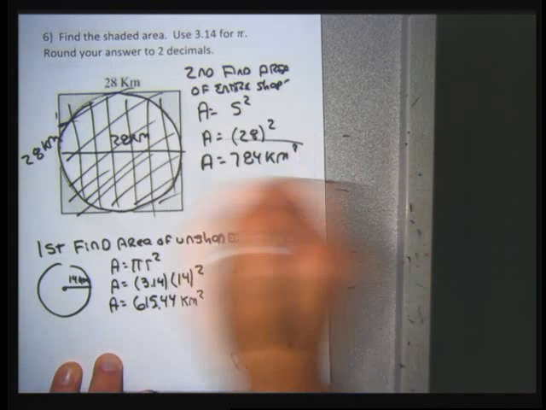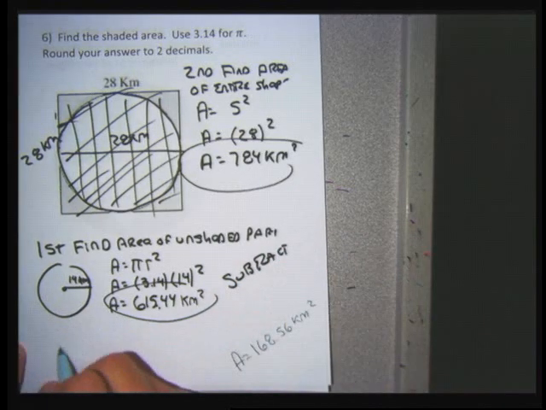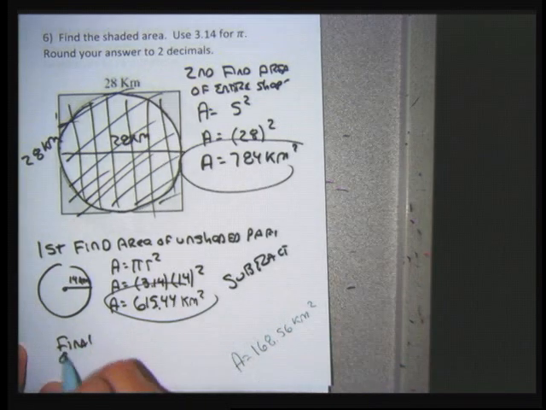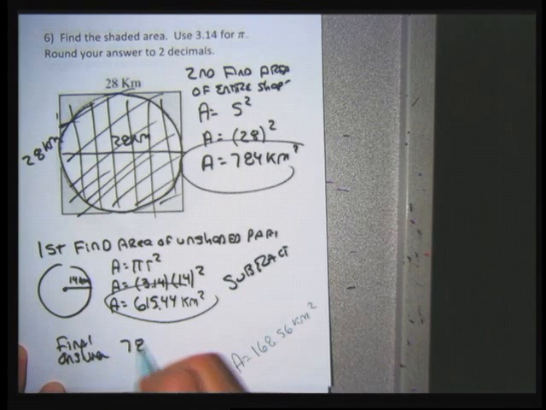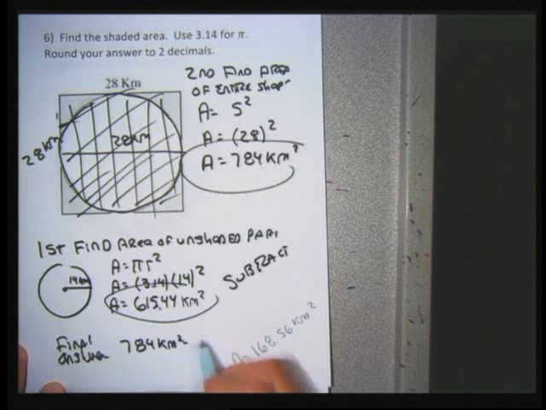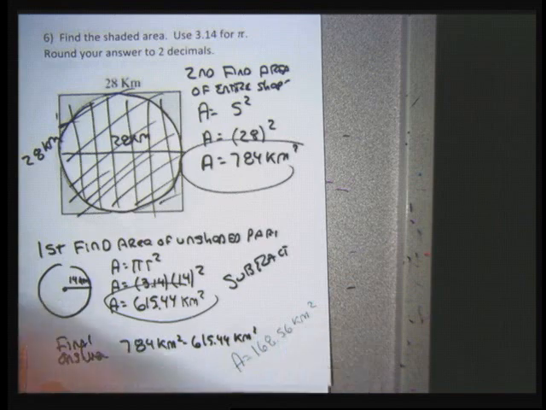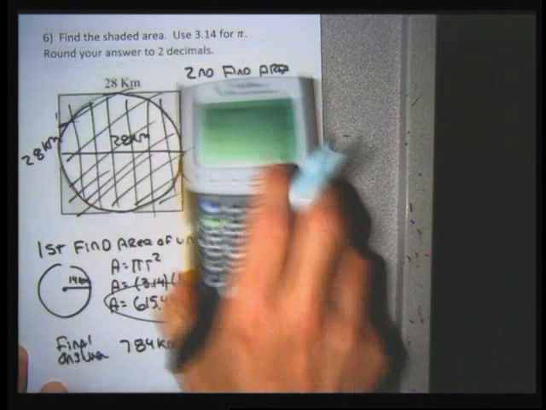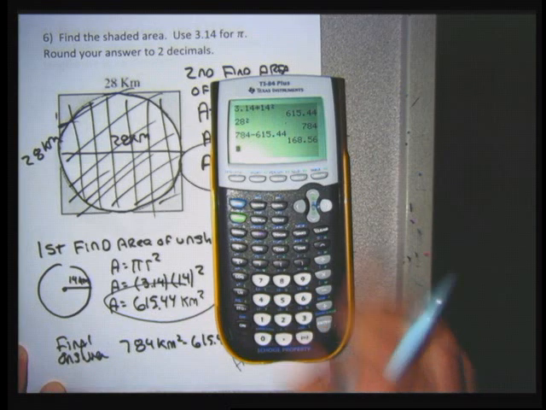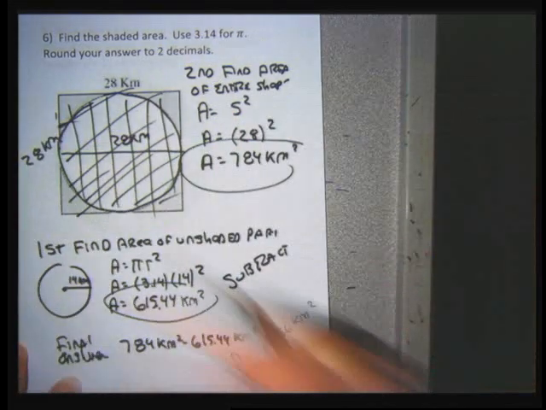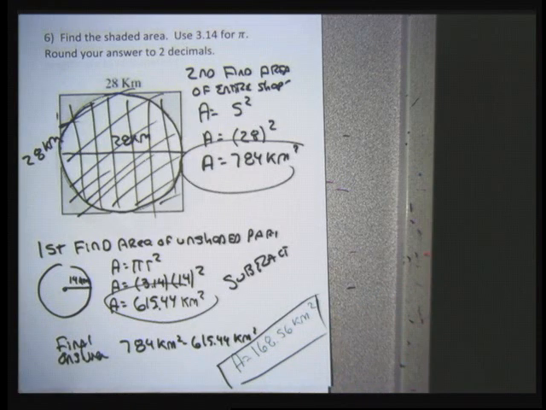kilometers squared. And then lastly, subtract the bigger amount minus the smaller amount. So the final answer, the area that's originally shaded, is 784 kilometers squared minus 615.44 kilometers squared. Hopefully that's 168.56. So 784 minus 615.44, and I get 168.56 kilometers squared. So that's my answer for the shaded area in the original problem for number 6.